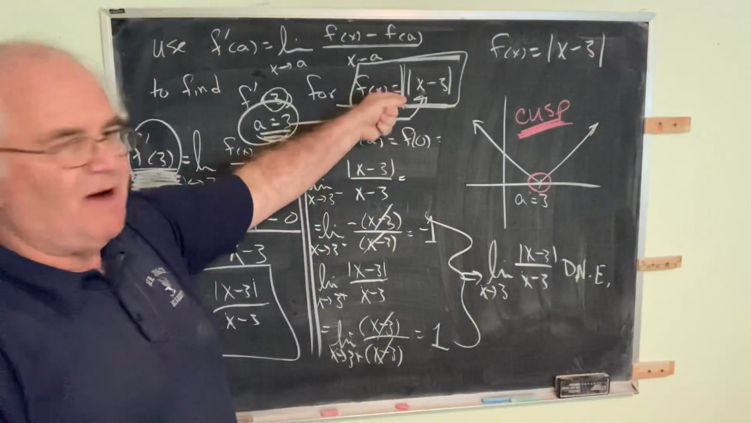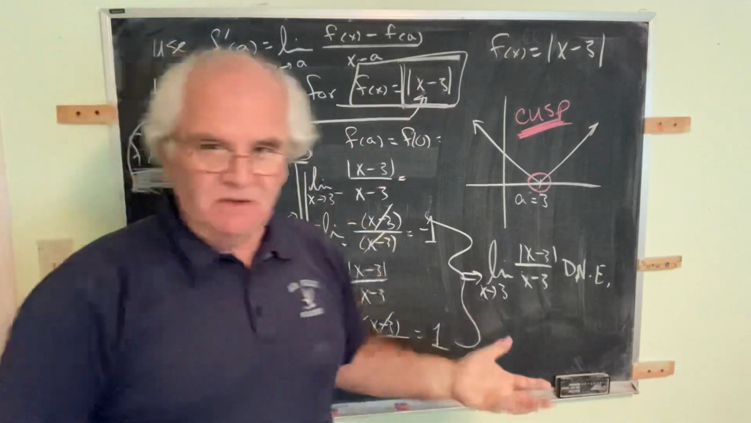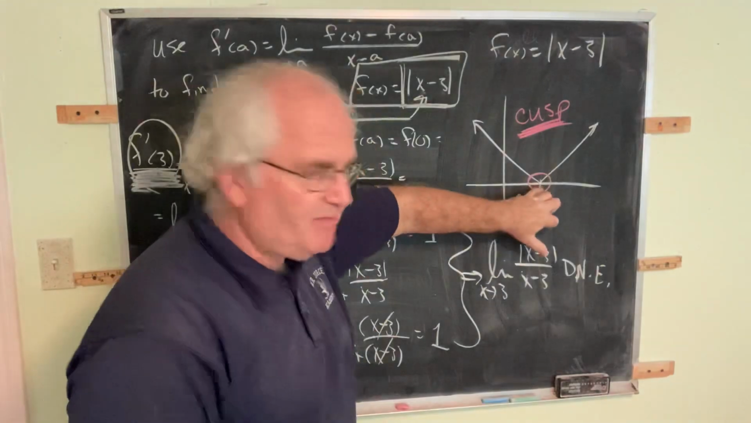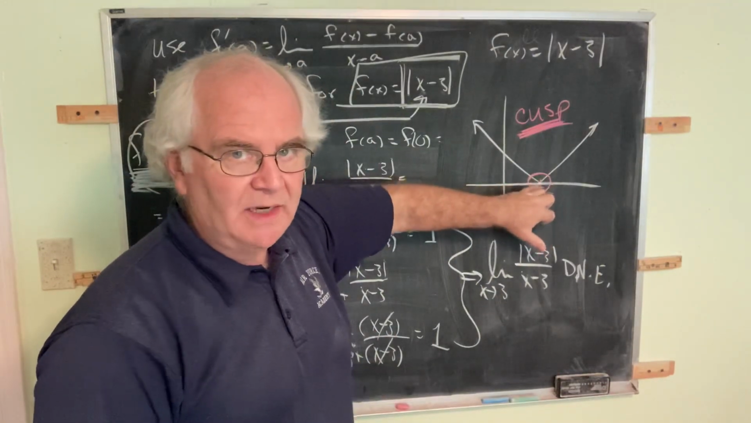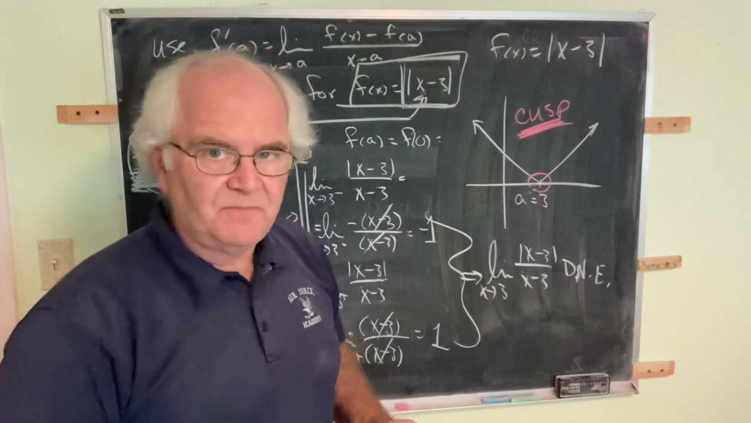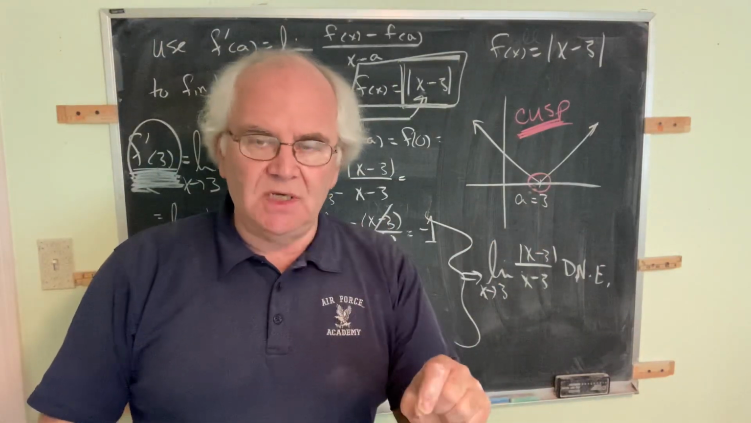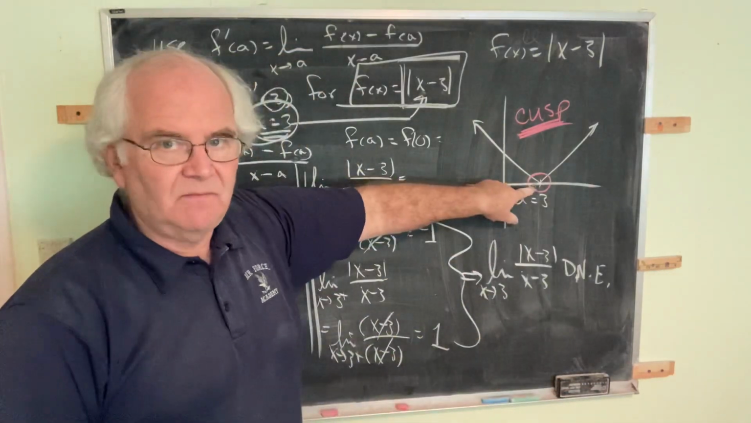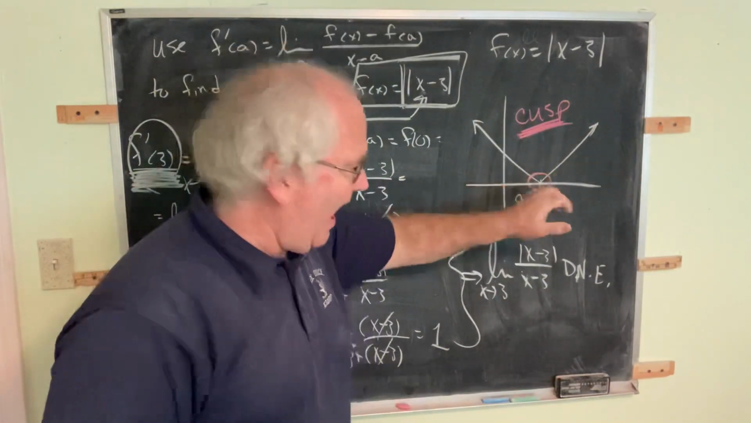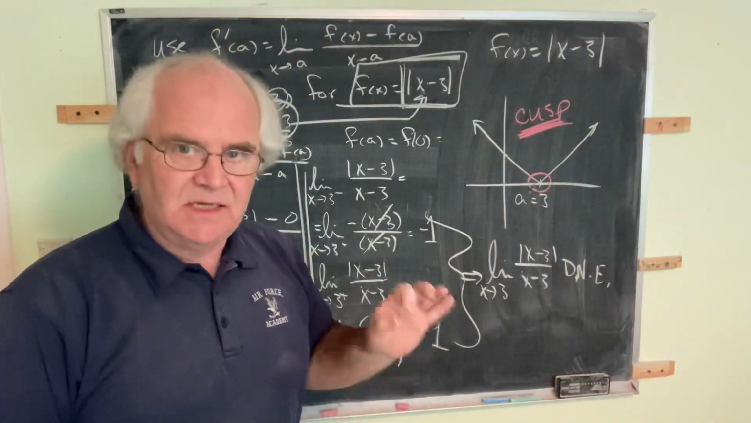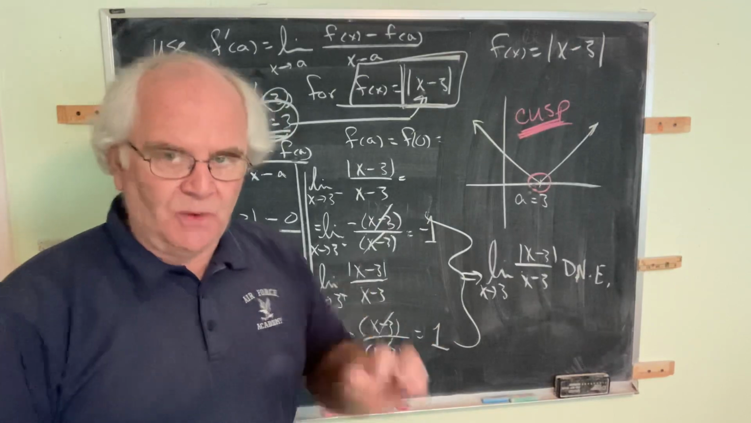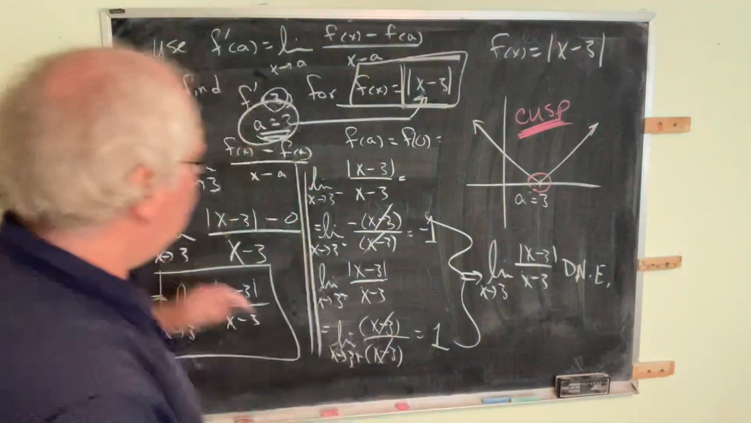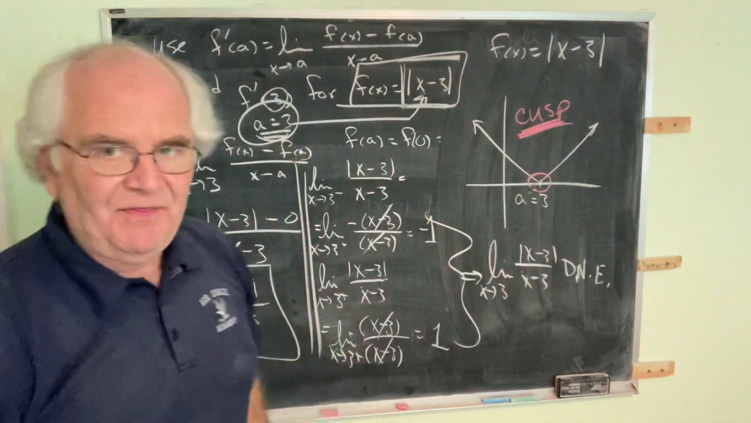Any function, there's nothing magic about absolute x minus 3. There's nothing magic about absolute value. Other functions have this phenomenon. Any function that comes to a point, any function having a cusp, the derivative of the function does not exist at the cusp. Everywhere else, the derivative is fine. At the cusp, the derivative does not exist, because this limit will not exist at the cusp.